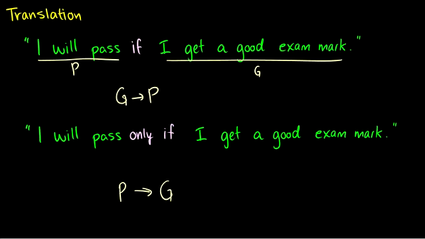The thing after if, so I will pass if I get a good exam mark, would be G arrow P. So if I get a good exam mark, then I will pass. I will pass only if I get a good exam mark is like saying if I pass, then I will get a good exam mark. And think of it in terms of lying or not. So I will pass only if I get a good exam mark should mean that if I passed, then I did get a good exam mark.